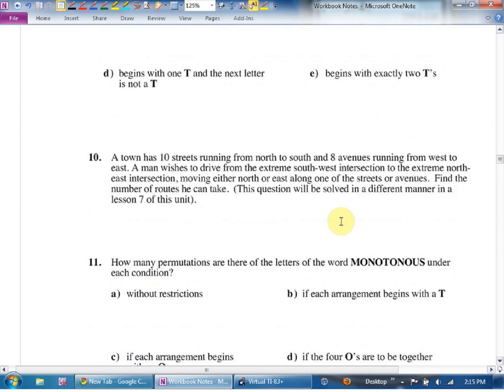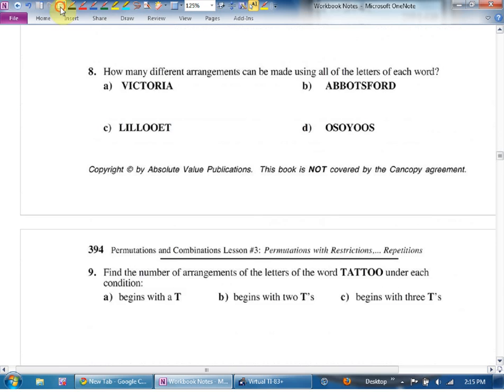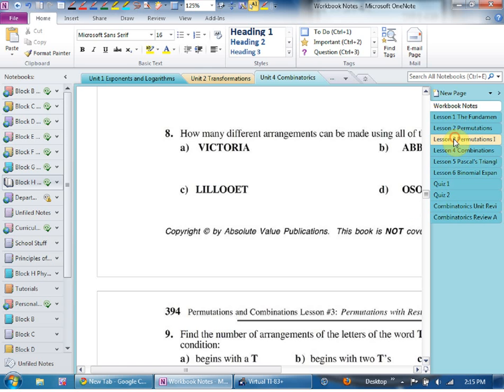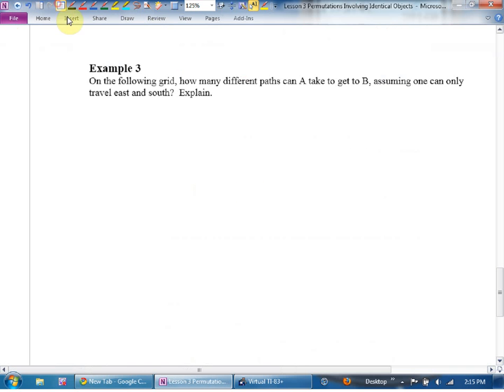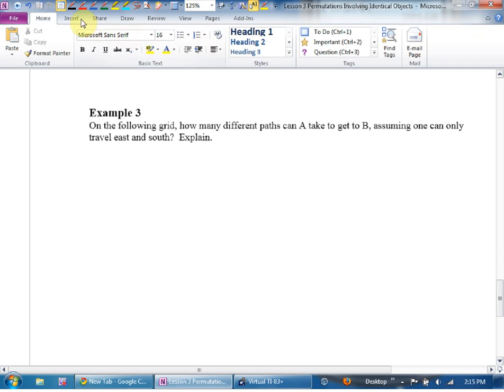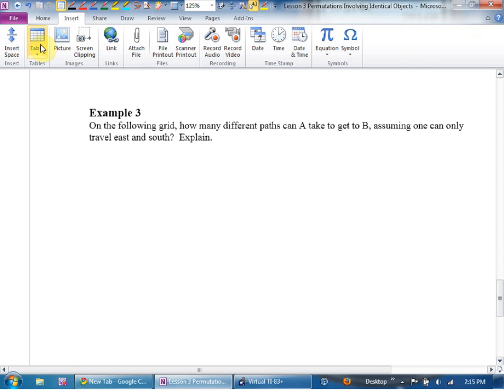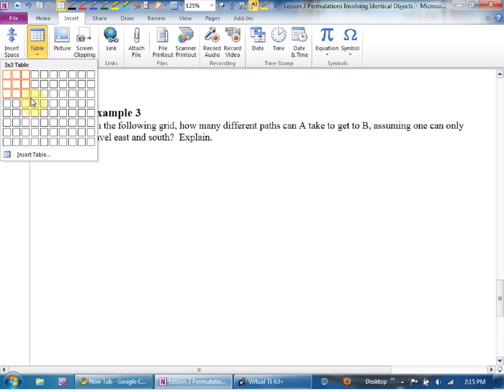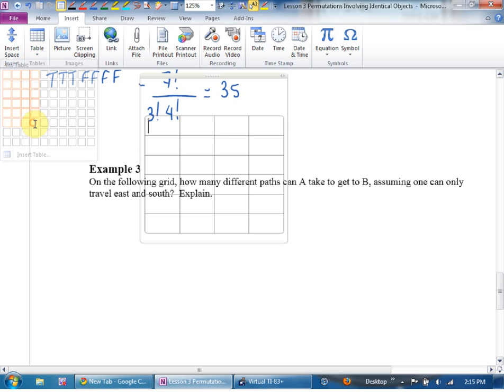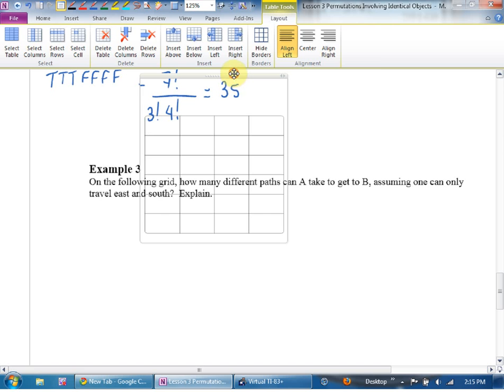Okay. So here's what I want you to do. Sorry, I didn't realize that this had somehow vanished. I'm going to cheat. Insert table. 4x6. Whoops.